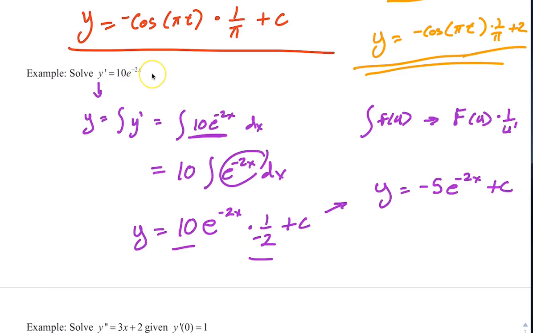And I have no initial condition, so this is my general solution, right? Normally, if I have an initial condition, I'll plug it in to find my c. But in this case, there's none, so I'm just going to leave my answer like that.